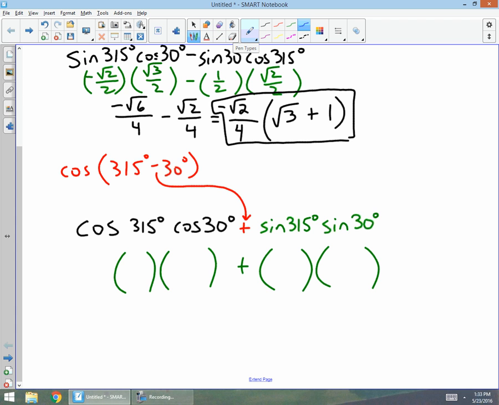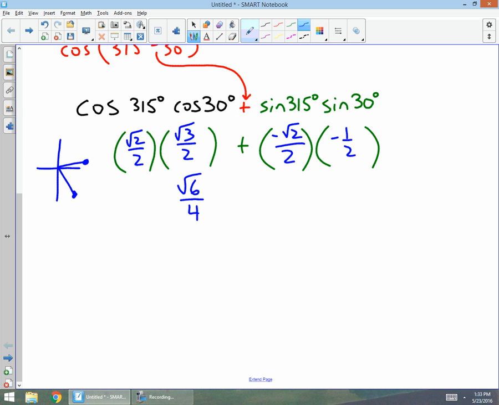So let's draw 315 again, just to have everything lined up. 315 was down here, 30 was right there. So we're still going to be using some of the same ordered pairs. The cosine of 315 degrees was square root of 2 over 2. It's positive to the right. The cosine of 30 degrees was the square root of 3 over 2. The sine of 315 degrees is negative square root of 2 over 2. And the sine of 30 degrees is 1/2. So that gives us positive square root of 6 over 4, plus, and these two negatives are going to make a positive, square root of 2 over 4.